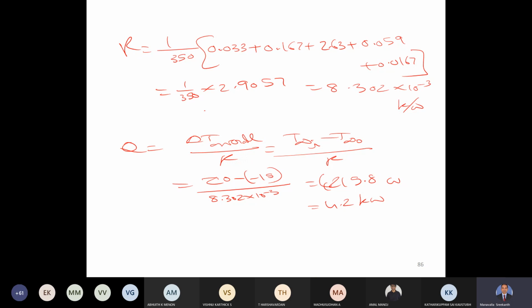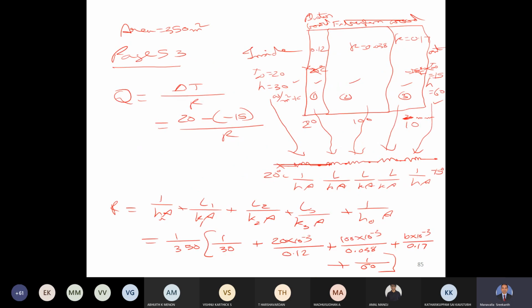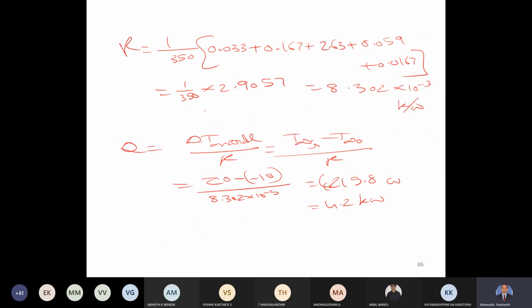We could calculate the rate of heat transfer using the individual resistances. We have used this general equation that heat transfer is equal to overall temperature difference divided by the total resistance. So we computed the total resistance using the electrical network analogy. We computed each separately, then added all the resistances and substituted in this equation, so that we got the heat transferred as 4.2 kilowatts.